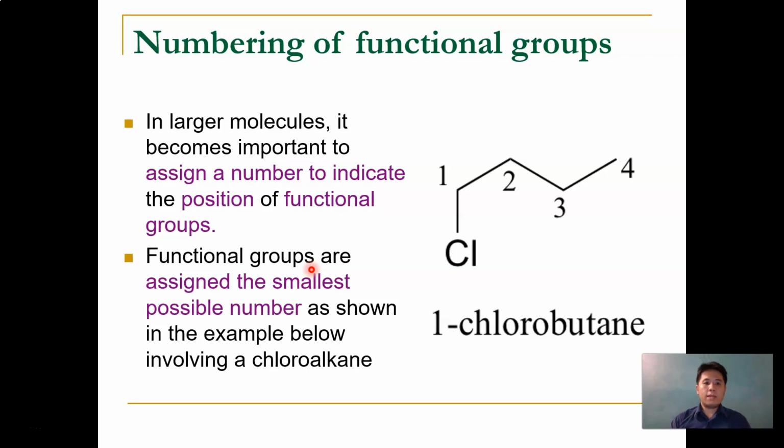Okay, and as molecules get larger, it becomes more and more important to assign a number to indicate the position of the functional group. Because remember, the molecules actually have a shape, and the position of functional groups will alter the shape of the molecule by a lot, and it also will affect how the functional group will interact with other reagents. So position and shape is very important. When it comes to numbering, functional groups are always assigned the smallest possible number. That's why in this example here it's 1-chlorobutane instead of 4-chlorobutane, because you start counting here to give the Cl the smallest possible number.